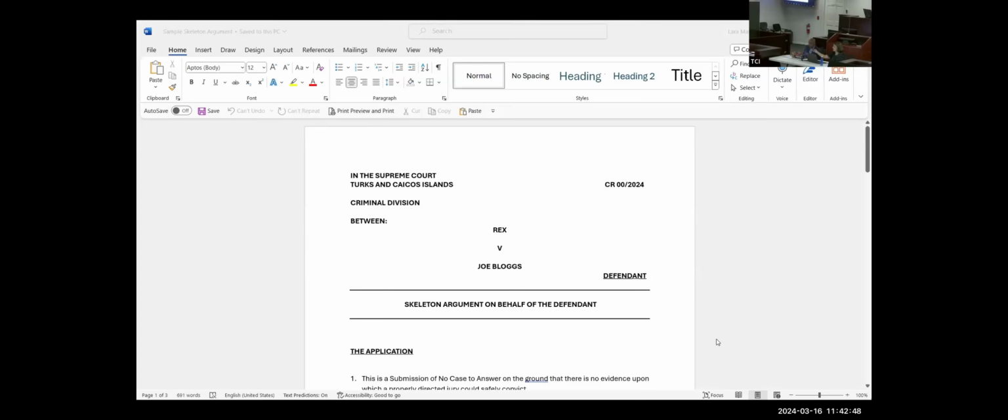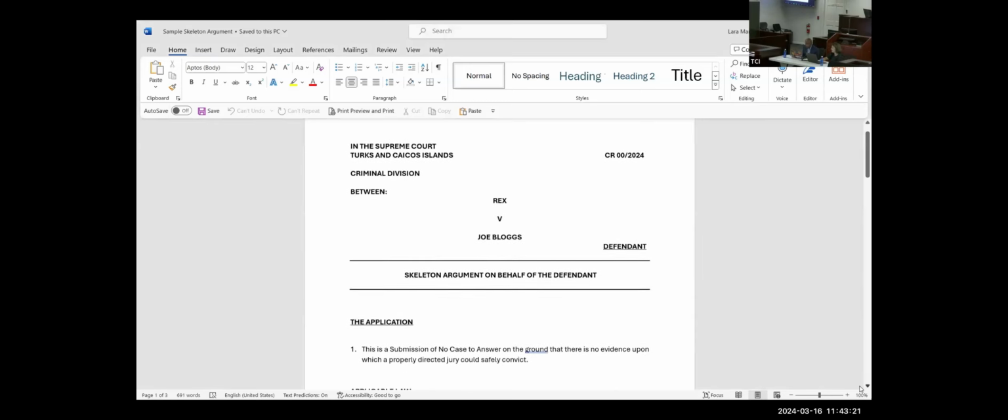So this is the skeleton argument which Mr. Smith, King's Counsel, and I have drafted based on this case, where as Leanna Brooks indicated, on the facts, potentially, counsel could have made an application earlier to exclude the voice identification. But for counsel's own reasons, she didn't. She's waited until half time, and she's going to make a submission of no case to answer on behalf of her client, Mr. Joe Bloggs.